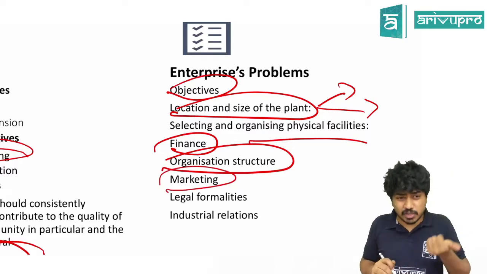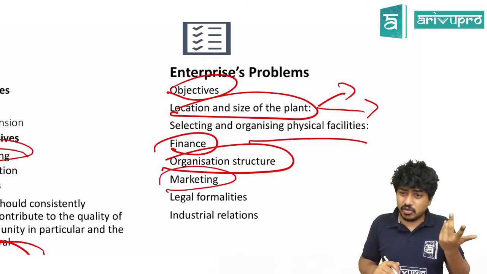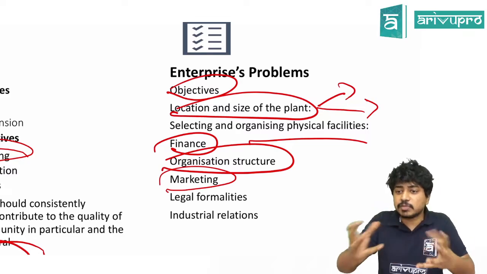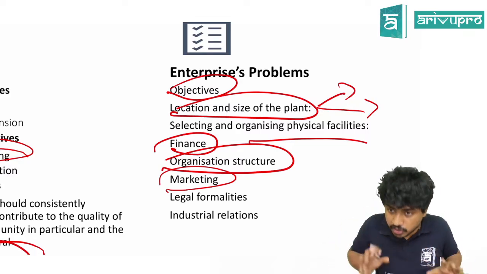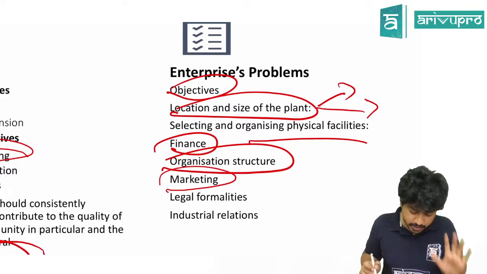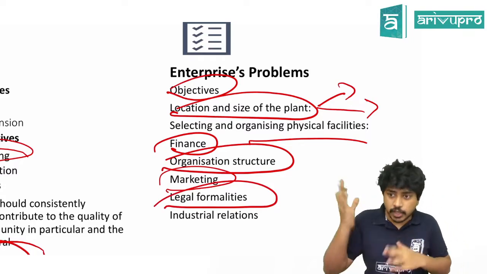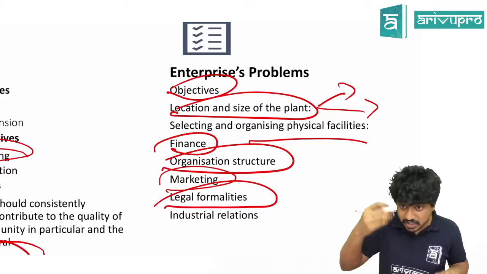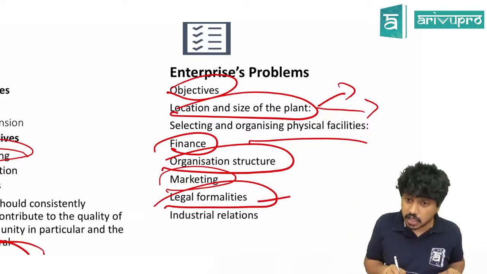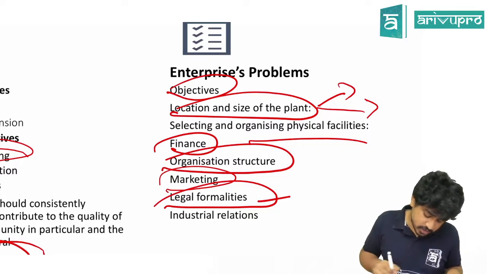Marketing: what should be the price? Product placement: how do I place my product? How do I position my product? All these problems come under marketing. Legal formalities: you can't sell everything like that. You have to get government permission, you have to get VAT, you have to pay GST and all those things. That can create confusion in an enterprise.